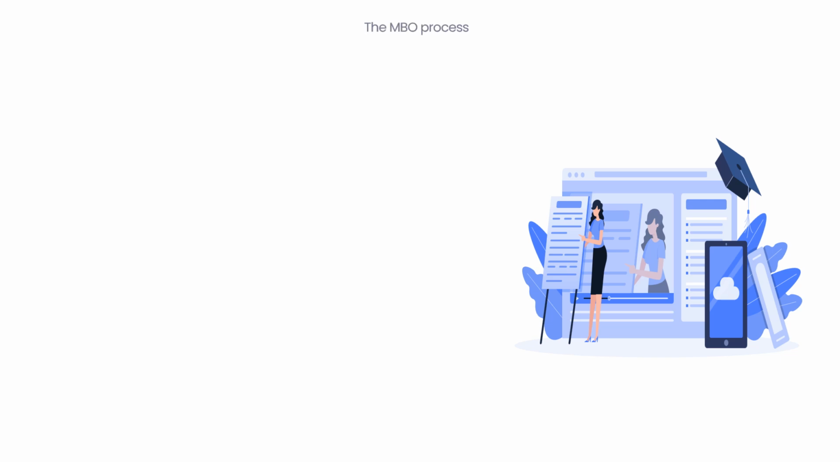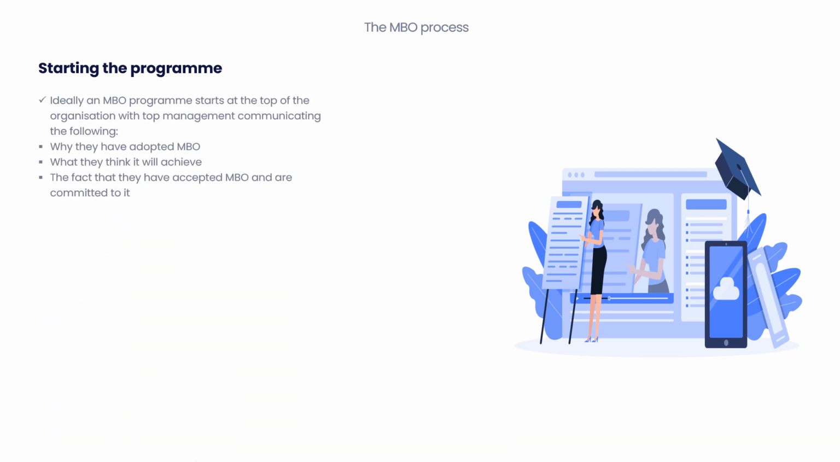The MBO process, starting the program. Ideally, an MBO program starts at the top of the organization with top management communicating the following. As I said, everything starts with the top management. Why they have adopted MBO? Why they think it will achieve? The fact that they have accepted MBO and are committed to it.